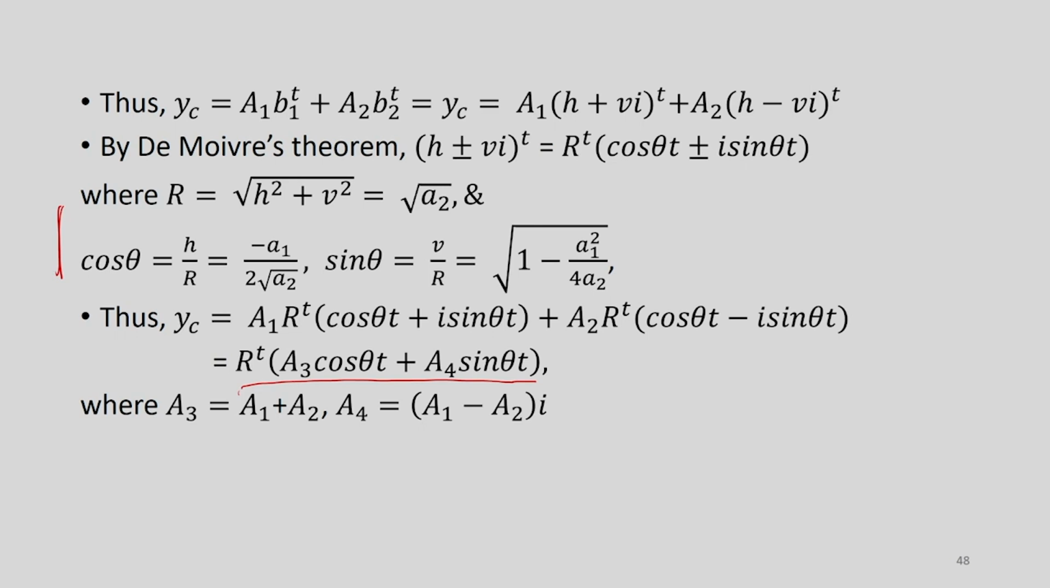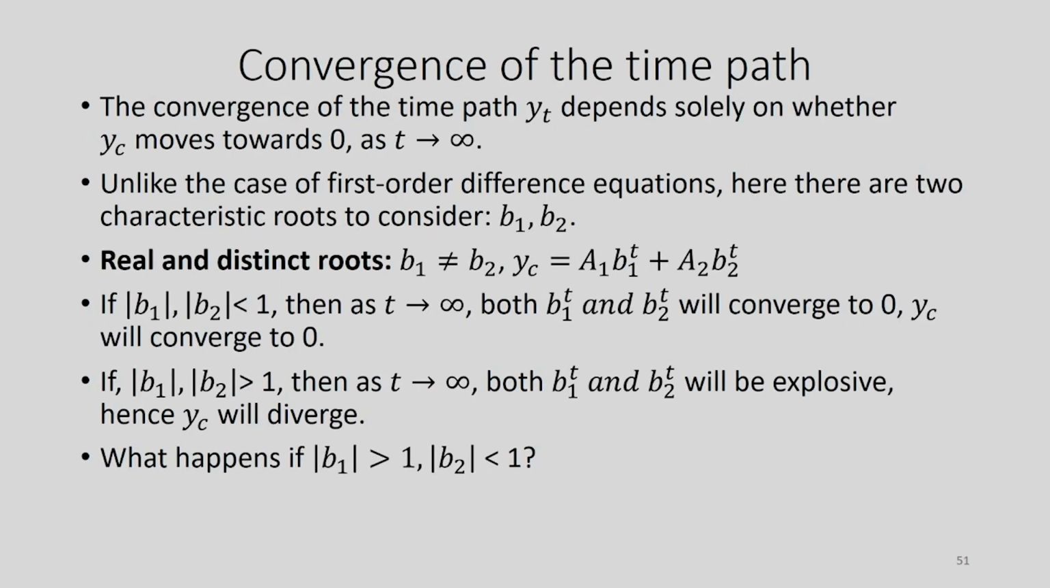All right. Now, what about the convergence? Under what conditions can we say that this y_t is going to follow a stable path and it will move towards y_p as t goes to infinity? Now, here we need to know that we have two characteristic roots, b1 and b2. In the case of first order difference equations we had just one root, and convergence was attained when the absolute value of the root is less than 1. But here there are two roots. So how to deal with that?